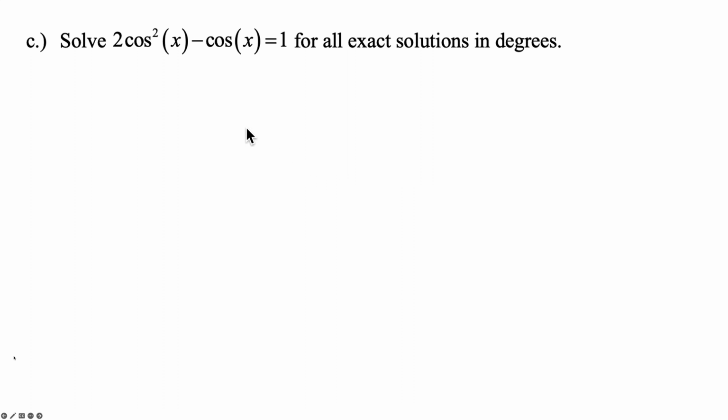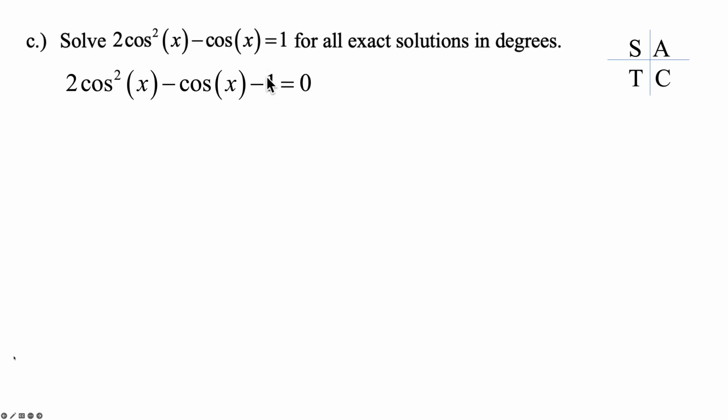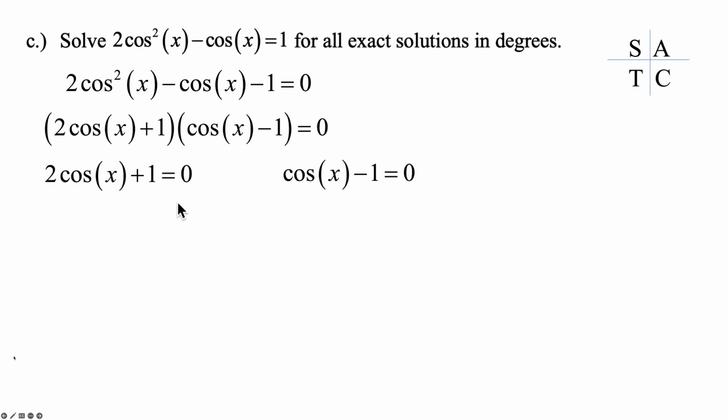All right, example C. 2 cosine squared x minus cosine x equals 1. This looks like it could be a normal quadratic trinomial, so I'm going to subtract over the 1 and think about factoring this. So I'm going to need a 2 cosine x, a 1 and a 1, and the 2 being multiplied over to the 1 has to be a negative. So that one's negative, this one's positive. Set your 2 factors equal to 0. We'll solve these for cosine x. We subtract over the 1, divide by 2.